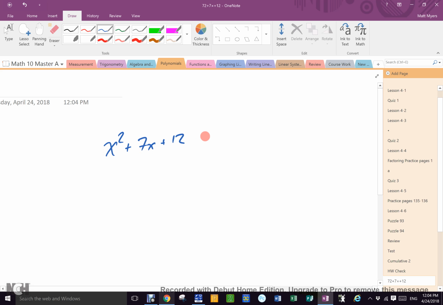No first number, so I know I'm multiplying to 12 and adding to 7, right? What is it? Is it 1 and 12? No. 2 and 6? No. 3 and 4? Yeah. Okay, so it's x plus 3 and x plus 4, right?